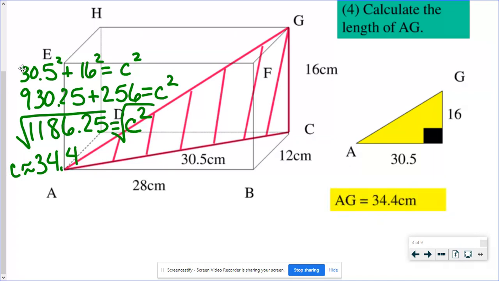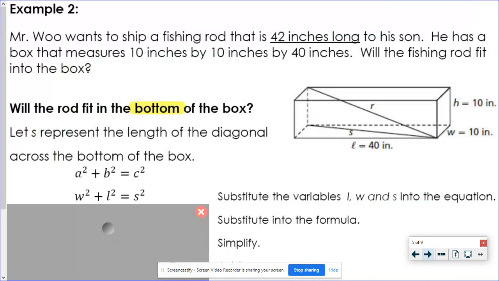Okay, most of these problems where we're finding a diagonal through a rectangular prism, it's going to be two Pythagorean theorems. First, we have to find the diagonal of one of the bases, and then we use it to find the diagonal through the entire shape. So in this problem, Mr. Wu wants to ship a fishing rod that's 42 inches long to his son. He has a box that's 10 by 10 by 40, and we want to know if the fishing rod will fit into the box. So first I'm going to ask, will it fit flat in the bottom of the box?